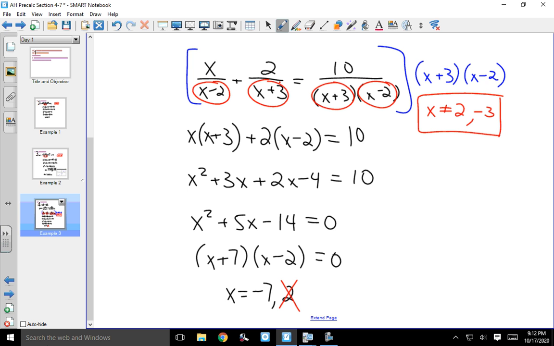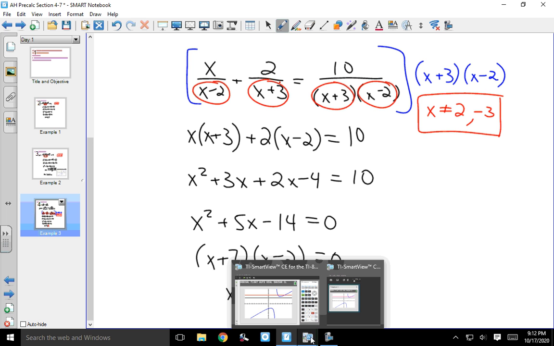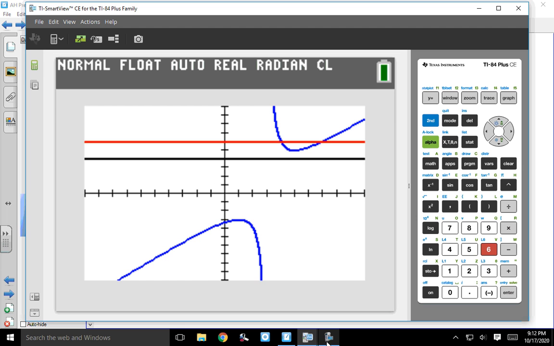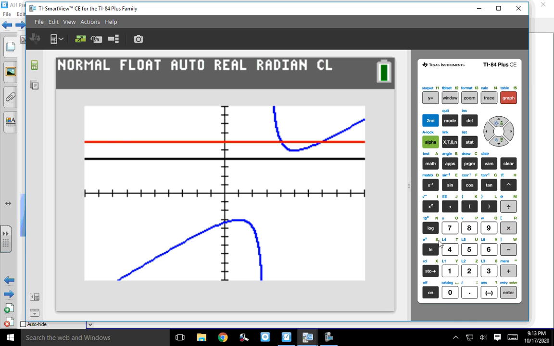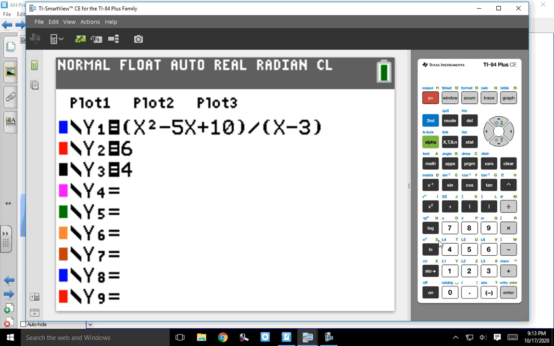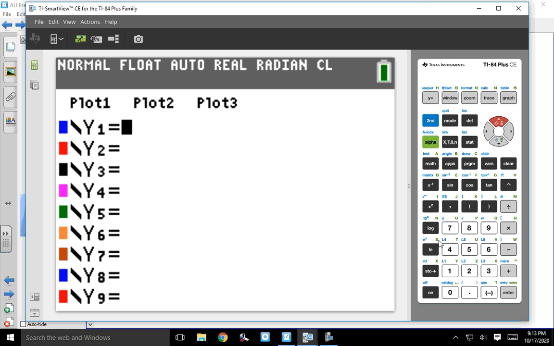We can do the same thing we did on the last problem just to check our work there. So grab your calculator and let's check to see what we came up with. All right, so on our calculator, let's get rid of these equations that we had a second ago and put in our new equations here. We've got x divided by x minus 2 and 2 divided by x plus 3.